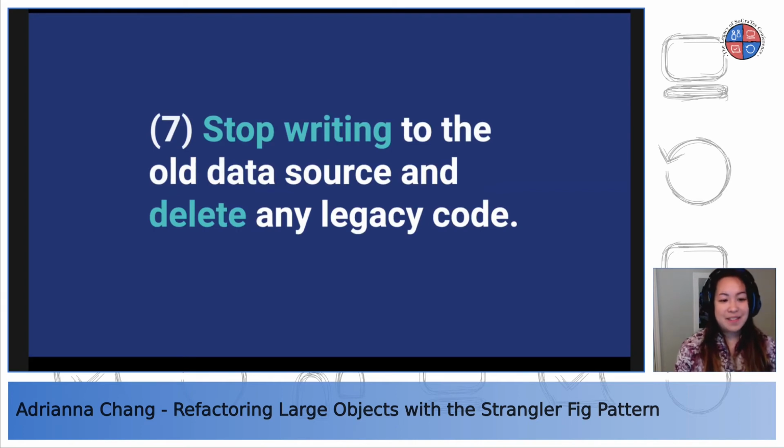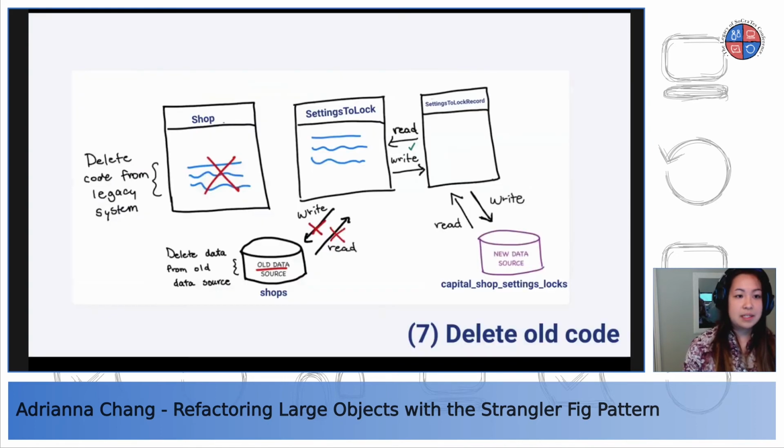And step 7. So we've made it to the last step. Thanks for bearing with me. At this point, we can stop writing to the old data source and we can delete any legacy code. So this is the step where we get to celebrate that our old code is strangled. We can go ahead and just remove it with confidence.